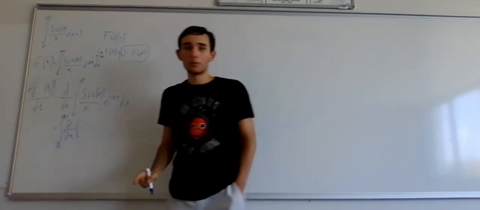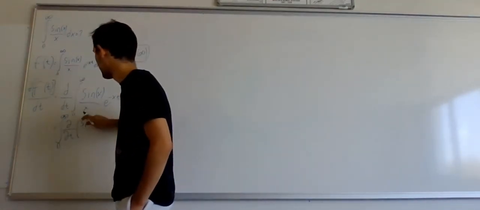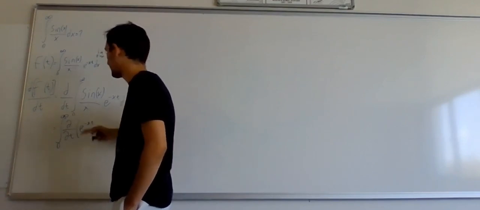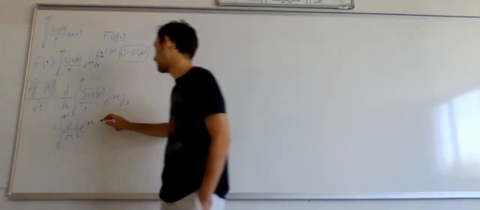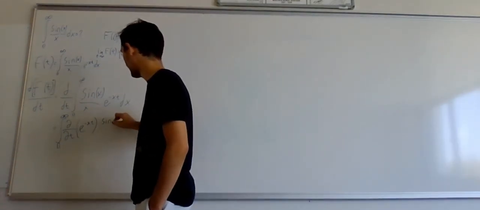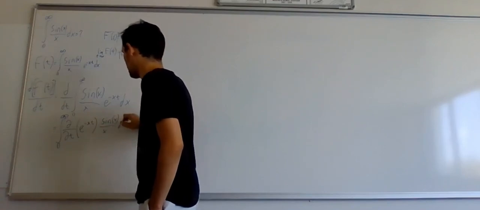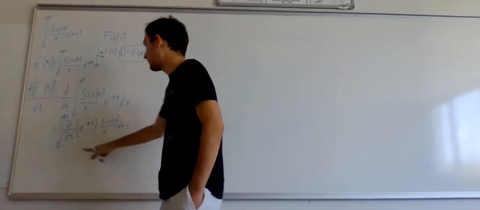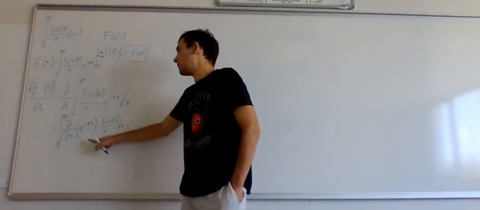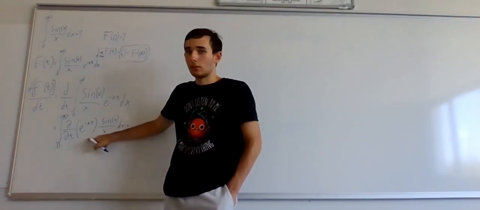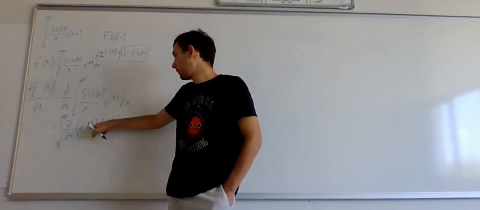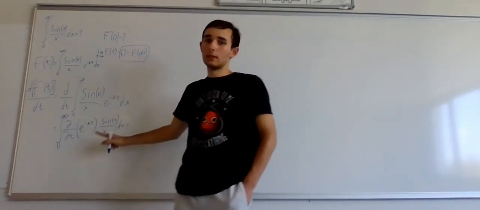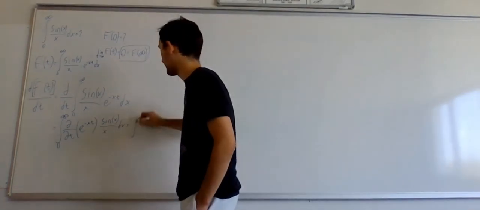So sine of x over x is a constant, so we can just write this out. And e to the negative xt is the only thing we're actually going to be differentiating in this case. So this is what we end up with. If you differentiate e to the negative xt, you'll end up with negative x. Again, we're differentiating with respect to t, and x is a constant in this case, so negative x times e to the negative xt is what we end up with.